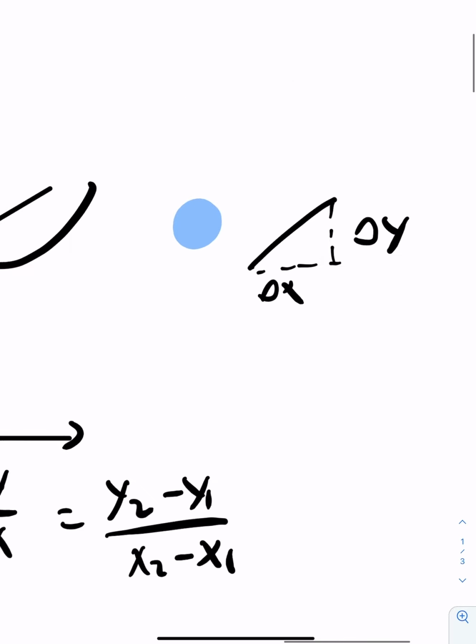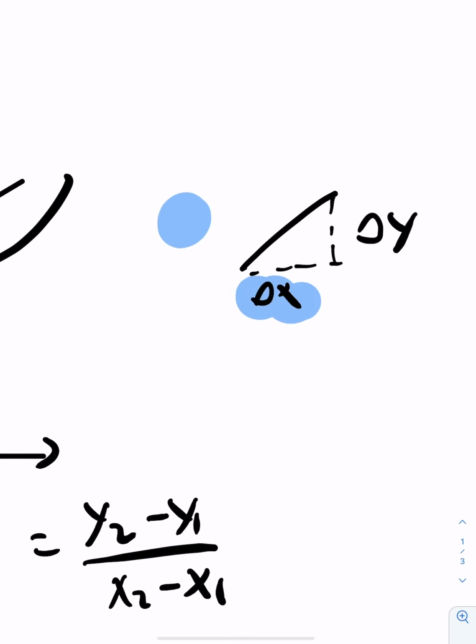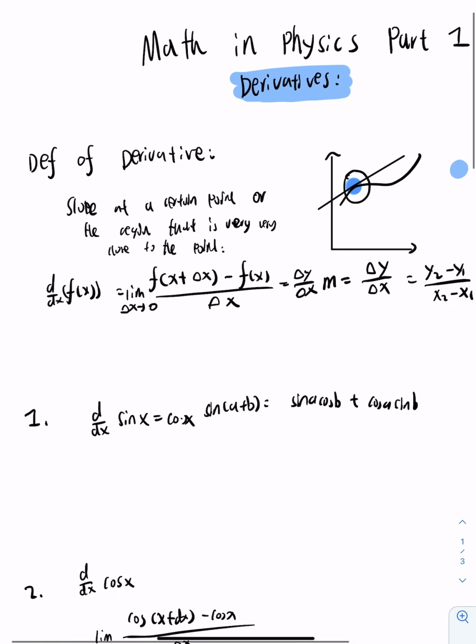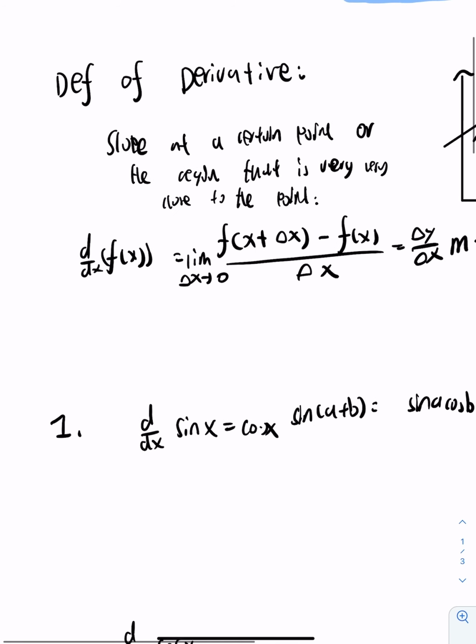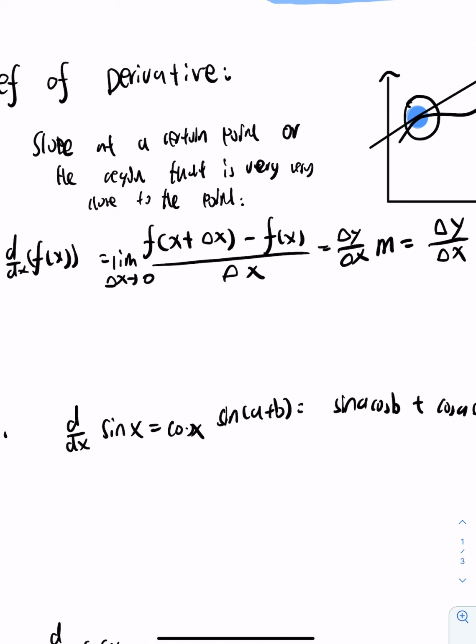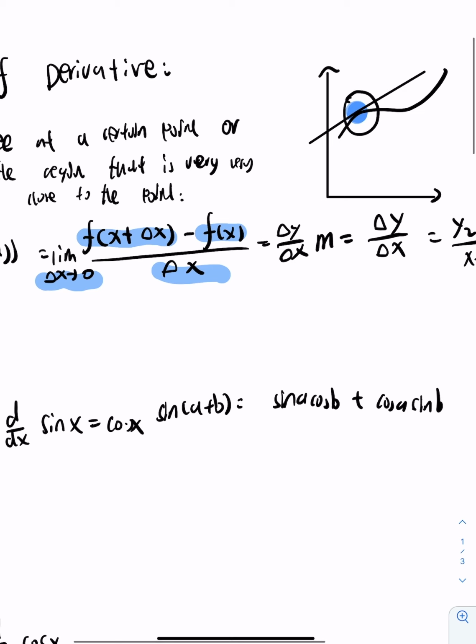So if we take a small portion of delta x, which is approaching 0, and we observe just the change in delta y. So by its own definition, the derivative of f(x) is equal to f(x plus delta x) minus f(x), divided by delta x, as delta x approaches 0. And this is very similar to slope.